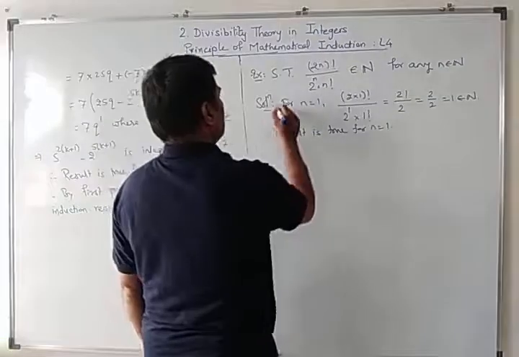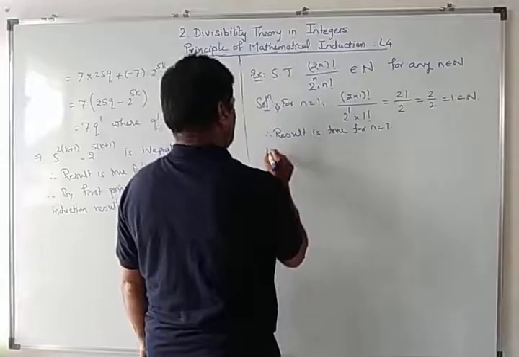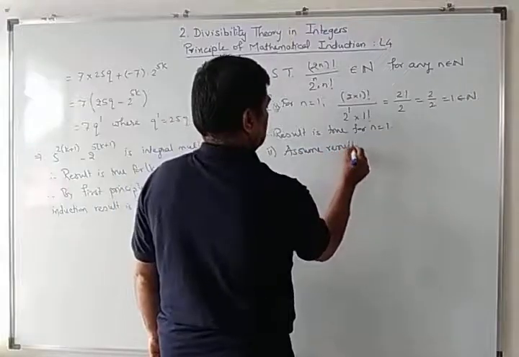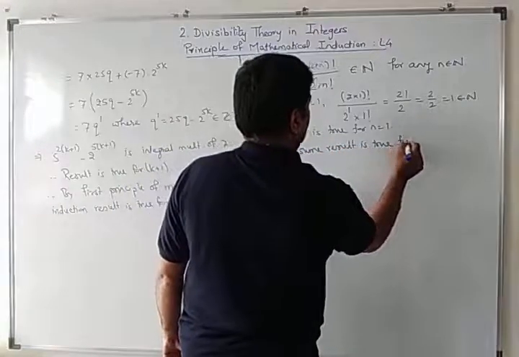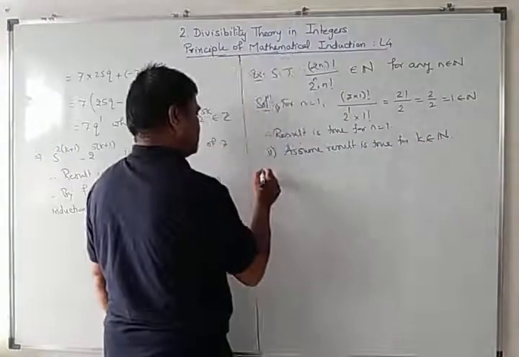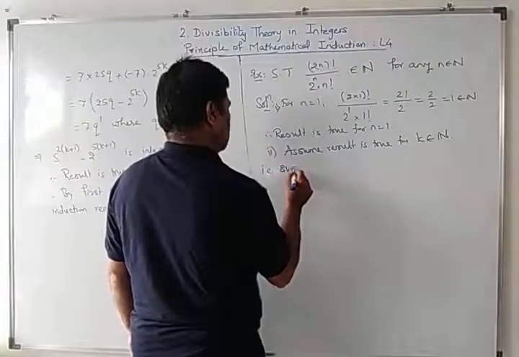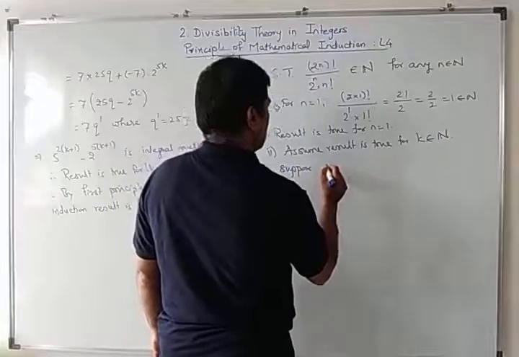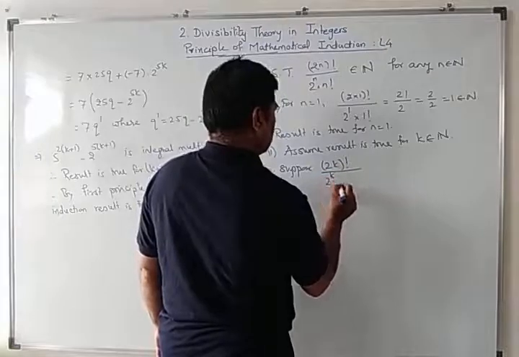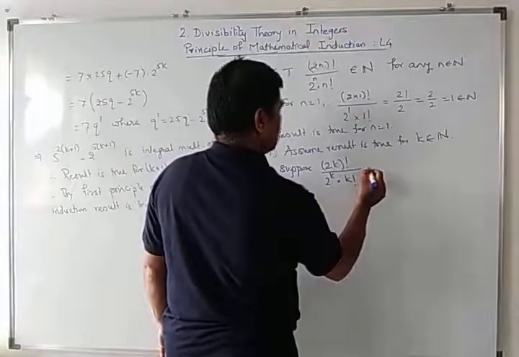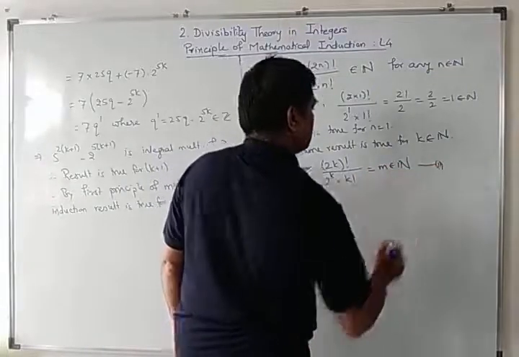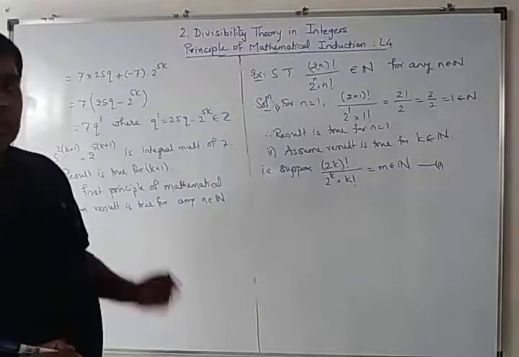Now, assume the result is true for some positive integer k, that is, suppose 2k factorial upon 2 raised to k into k factorial is equal to m belongs to N. It is some natural number.